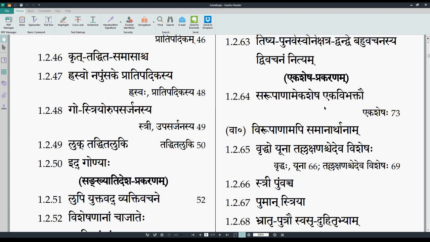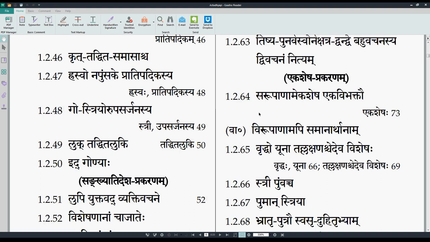The word pita will remain, but with the dual, so you get pitarau. That means parents, which includes the mother. The word for the mother in the samasa may be dropped, and that is called Ekashesha by some rules, where what remains carries the meaning of the one that is dropped.